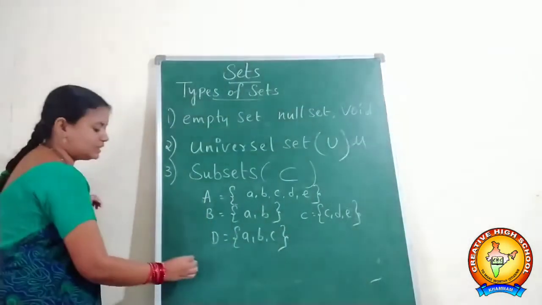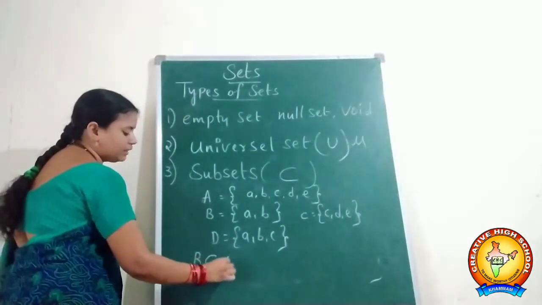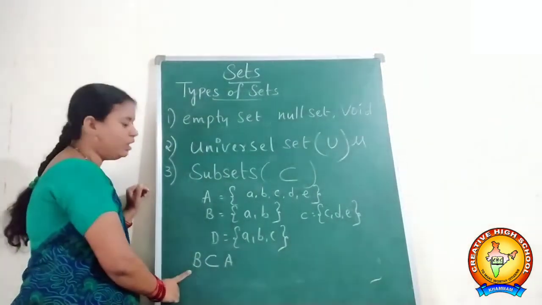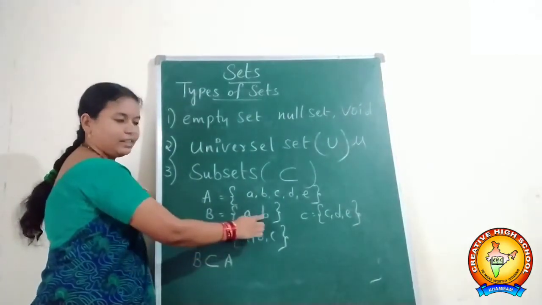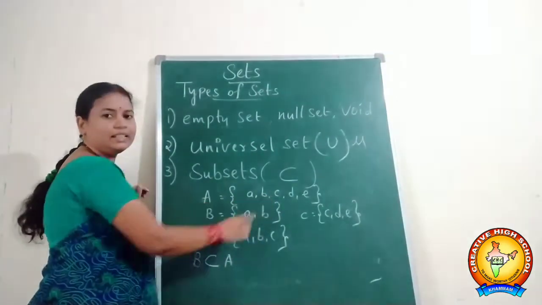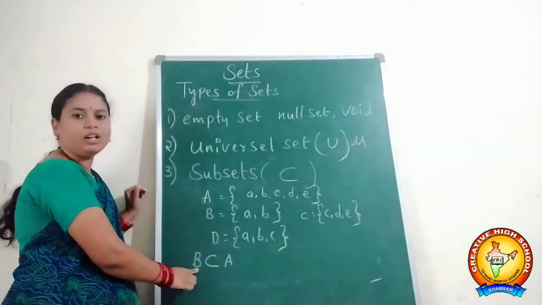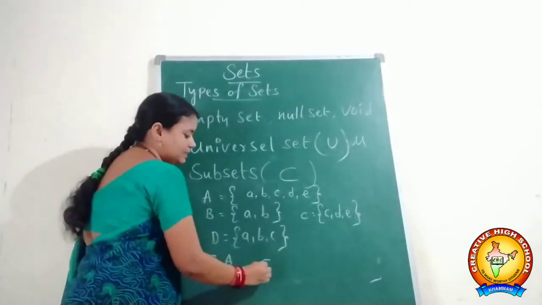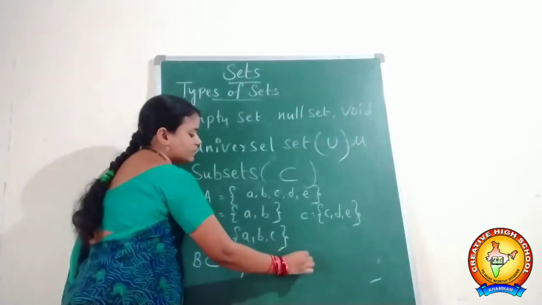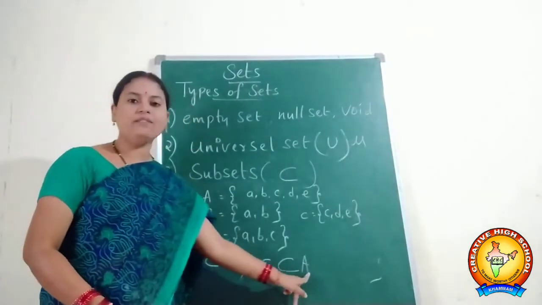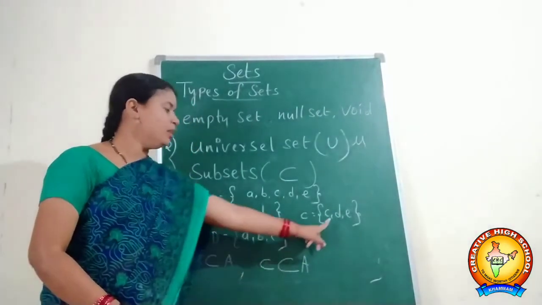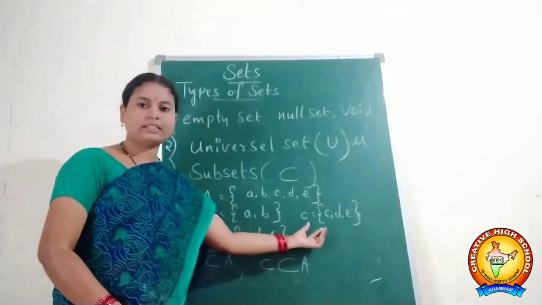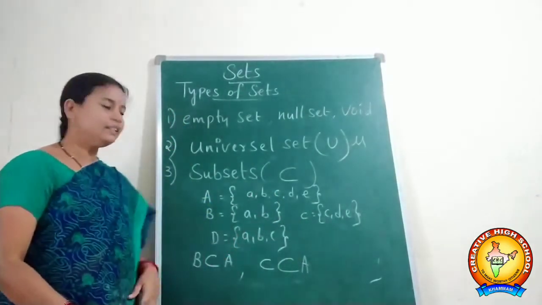See here, we can write this: B is the subset of A. Why? Because the elements which are present in set B are all present in set A. See here, A, B elements are present in set A, that is A, B, C, D, E. So that's why we can call set B the subset of set A. And like that, set C is the subset of set A, because the elements which are present in set C are present in set A.